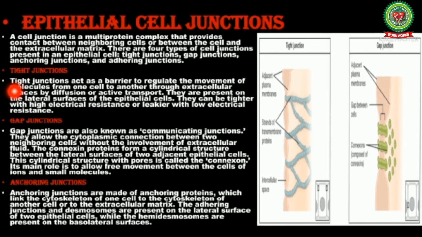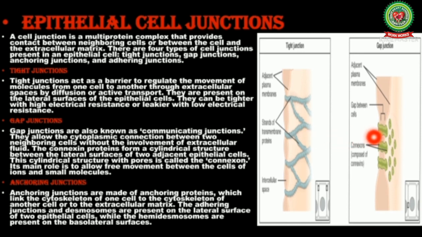Tight junctions. Tight junctions act as a barrier to regulate the movement of molecules from one cell to another through extracellular spaces by diffusion or active transport. They are present on the lateral surfaces of the epithelial cells. They can be tighter with high electrical resistance or leakier with low electrical resistance.